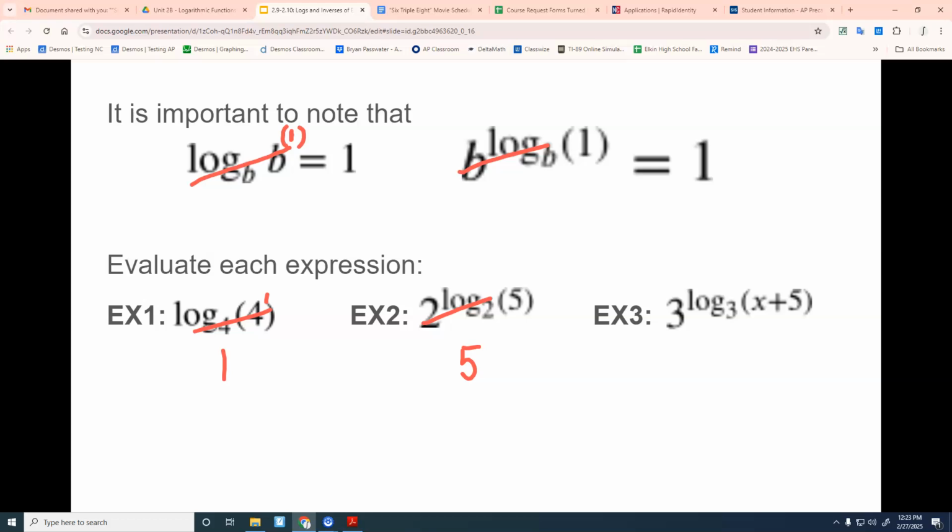So seeing example 2, what would happen with 3? What would my answer for 3 be? It is going to be x plus 5 because the 3 and the log base 3 are going to cancel each other out.